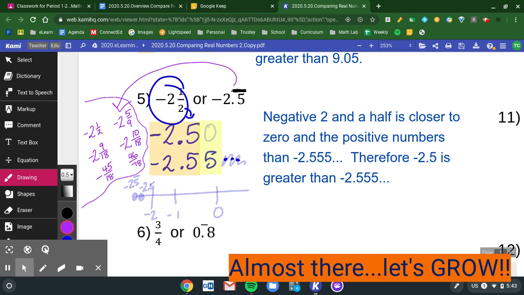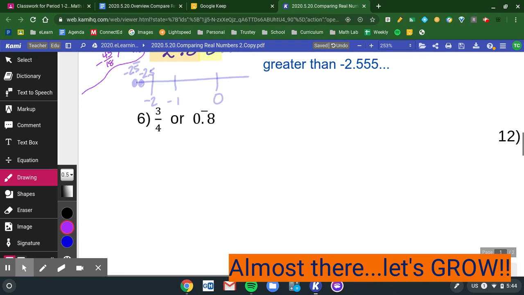So you can compare negative 2 and 9/18 to negative 2 and 10/18. You can change them into improper fractions, negative 45/18, negative 46/18. Don't know why I put that negative down there. And see that clearly one is closer to 0 and the positives than the other. Let's carry on with number 6 and get back on track.